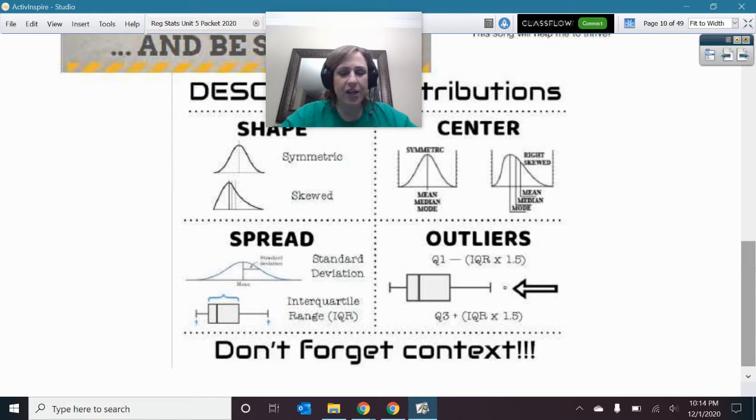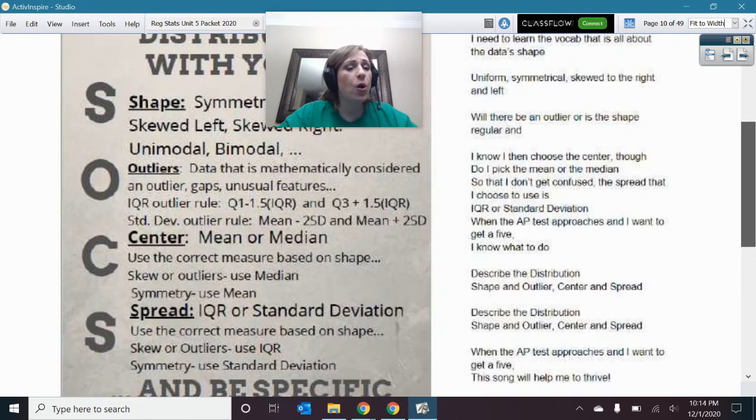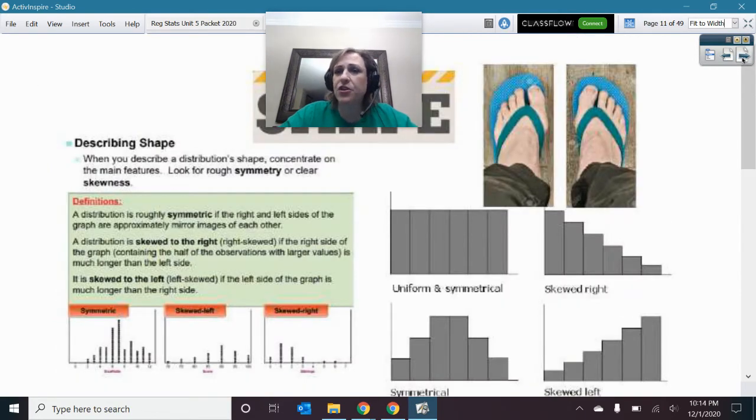Shape, outlier, center, and spread. So you're going to describe the distribution with your SOCS, okay? Shape and outlier, center and spread. So let's start with our shape.